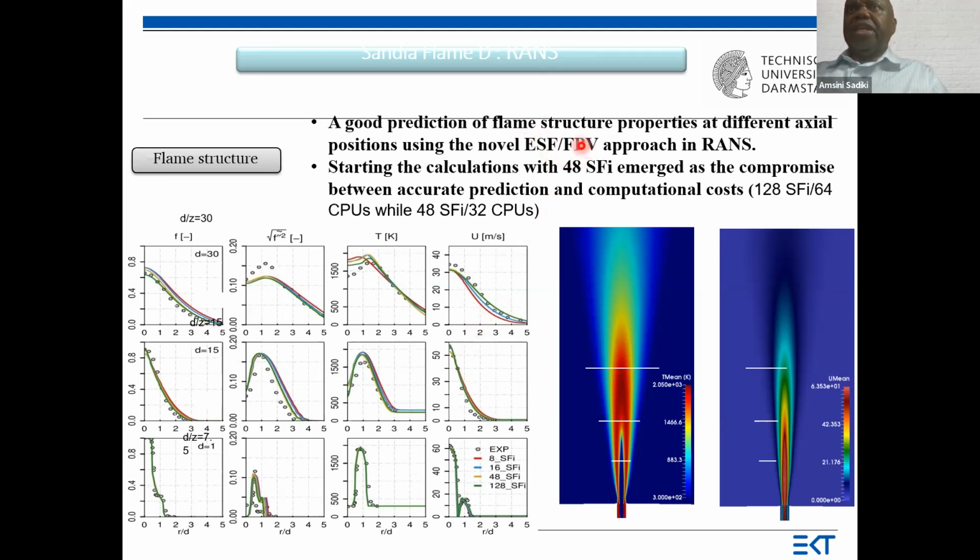Here we use the flamelet progress variable approach in RANS. We did this also with the LES, and with the LES we will see the advantage. We can start with 48 stochastic fields, and it is a very good compromise between an accurate prediction and computation costs.